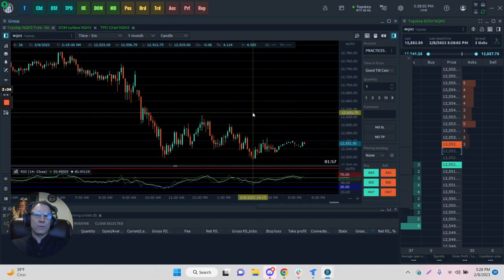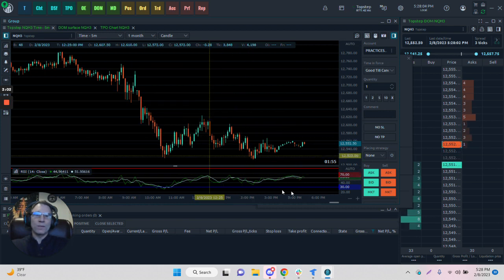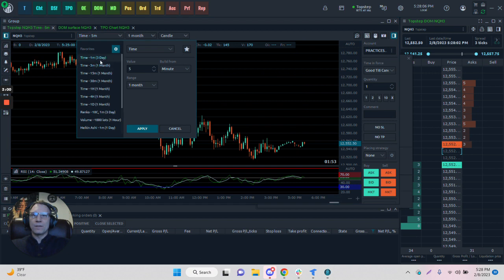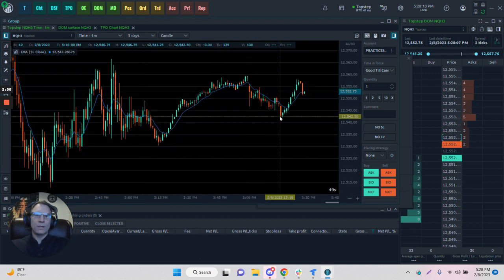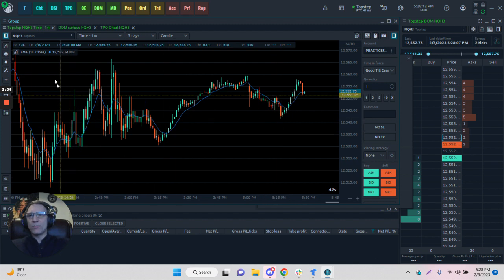But since we're not trading from this chart, we want to trade from a 1 minute. We see the RSI according to the 5-minute, go down to the 1. It vanishes, and there we are. This is good because you can have multiple settings.